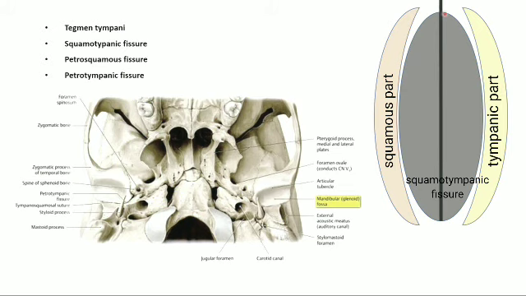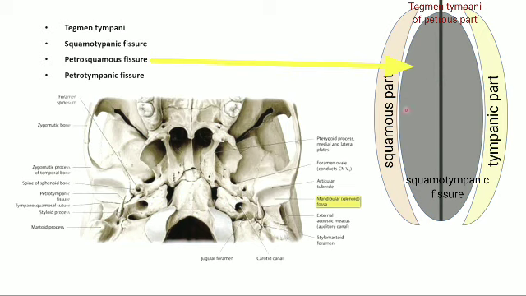What is happening? A vertical process called the tegmen tympani comes from above downwards. So the downturned part of this tegmen tympani will enter this fissure called the squamotympanic fissure, and this will divide the entire fissure into two parts. One is in the anterior aspect, one is in the posterior aspect. The one in the anterior aspect is called the petrosquamous fissure, between the petrous part of the temporal bone and the squamous part of the temporal bone.